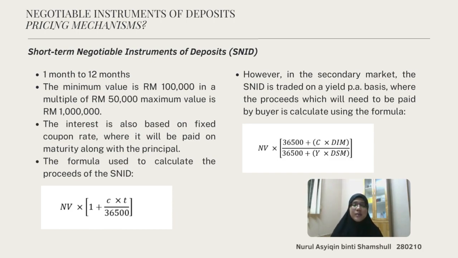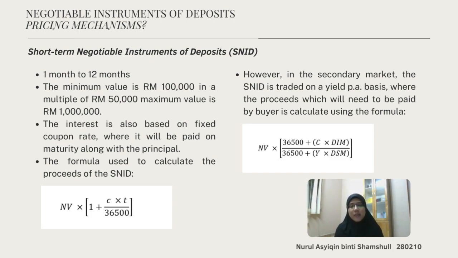The interest is also based on a fixed coupon rate, which will be paid on maturity along with the principal. Below is the formula used to calculate the deposit of SNID, where NV is the nominal value, C is the coupon interest rate per annum, T is the number of days between the issued date and the maturity date.